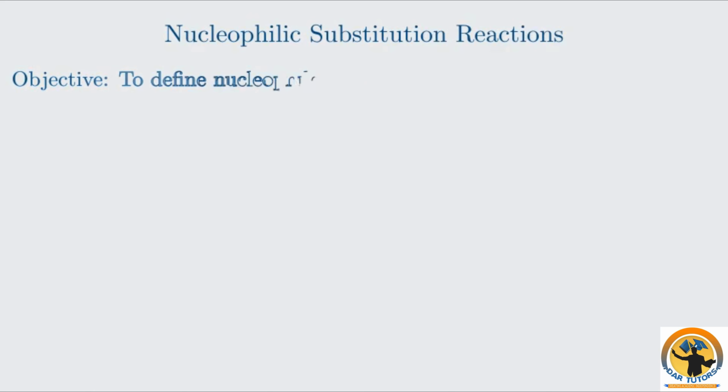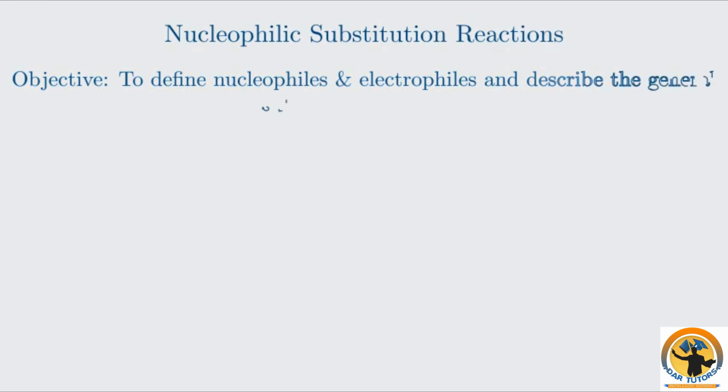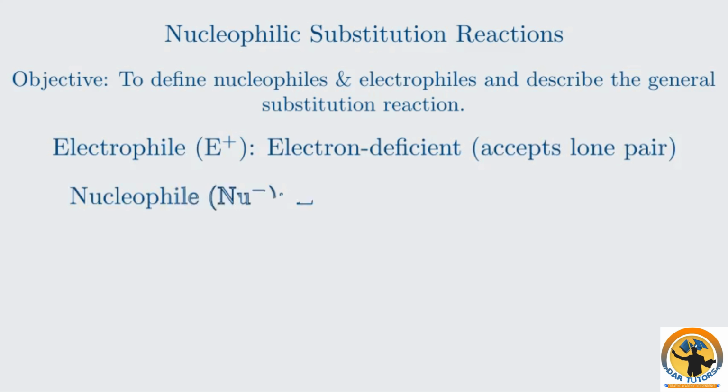Our learning objective for this section is to be able to define the terms nucleophile and electrophile, and to describe the general nucleophilic substitution reaction. So, what are these key terms? An electrophile is an electron lover, a species that is deficient in electrons and can accept an electron pair. A nucleophile, on the other hand, is a nucleus lover, a species with a lone pair of electrons that can be donated. Halogenoalkanes are excellent electrophiles.